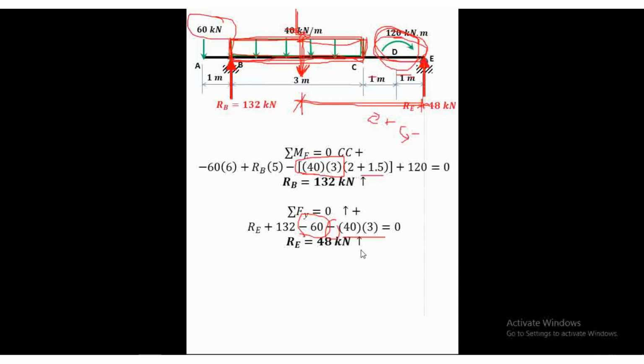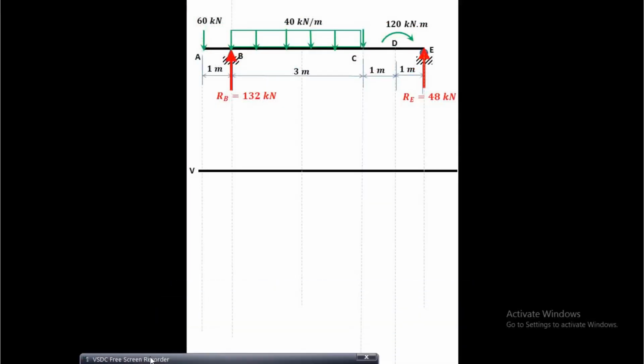So, in this case now, my RB is equal to 132 and my RE is equal to 48 kilonewtons. To draw now my shear and moment diagram, hindi ko gagawin yung long cut kasi masyadong mahaba siya. So, I'm going to show to you yung diretsong pag-drawing ng shear and moment diagrams. So, in here, kung mapapansin ninyo dito, ang shear kay point A is negative 60.